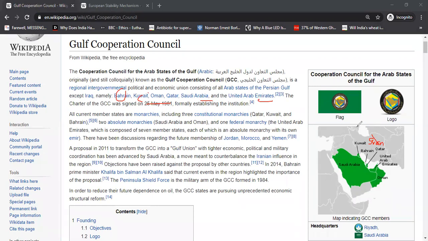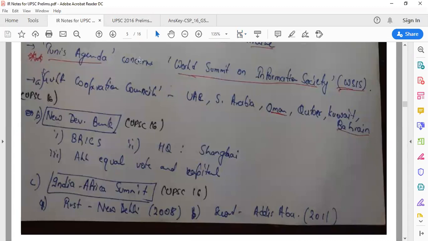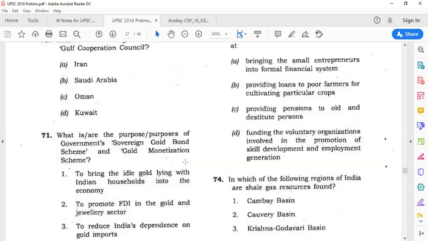What was the question? The question was, which of the following is not a member? So Iran is not a member. Saudi Arabia, Oman, Kuwait, Qatar, Bahrain, and UAE were the members, 6 members. So that's what I have written. I have written the names of all the countries which are members of the Gulf Cooperation Council. Any other question which was asked in 2016?